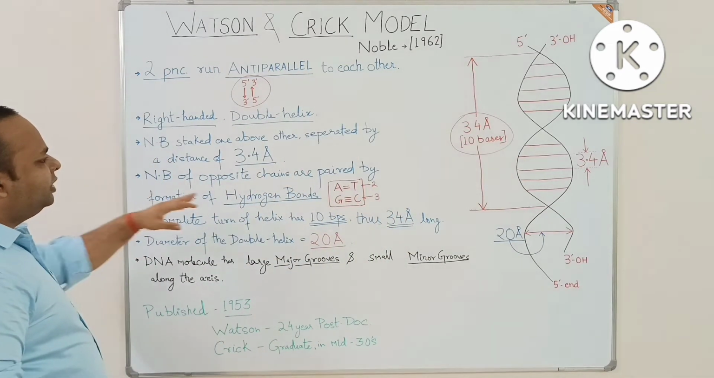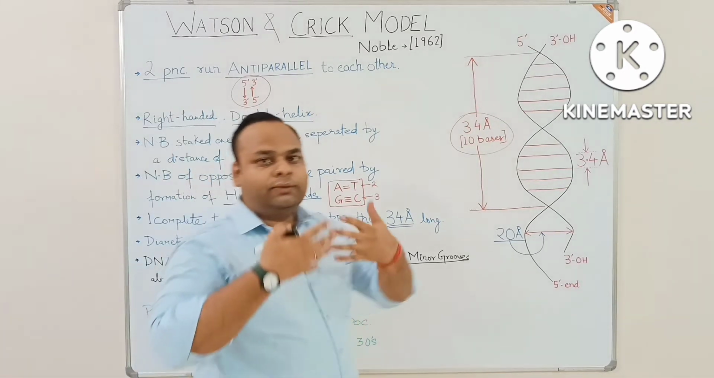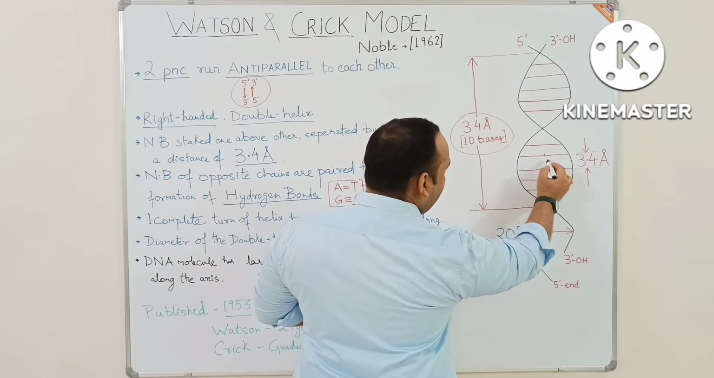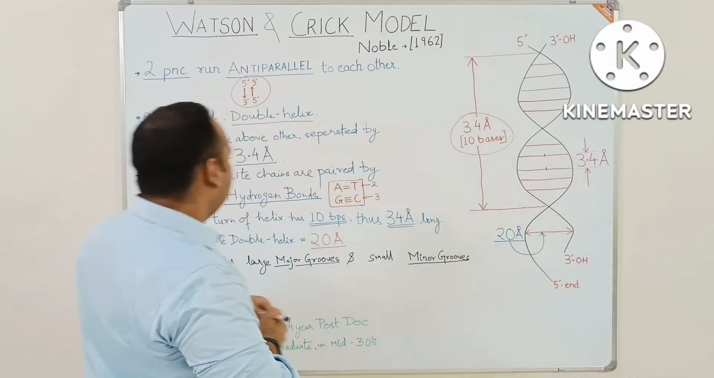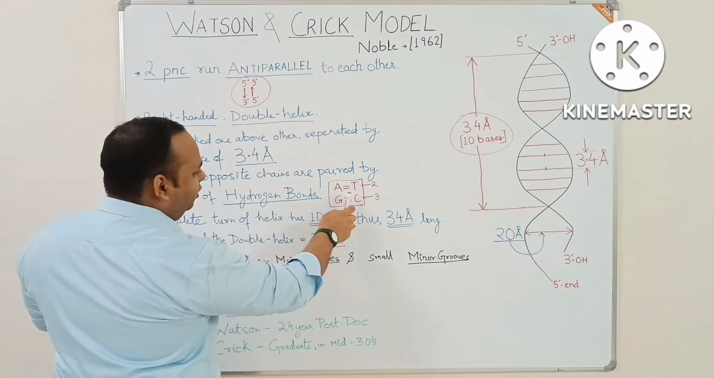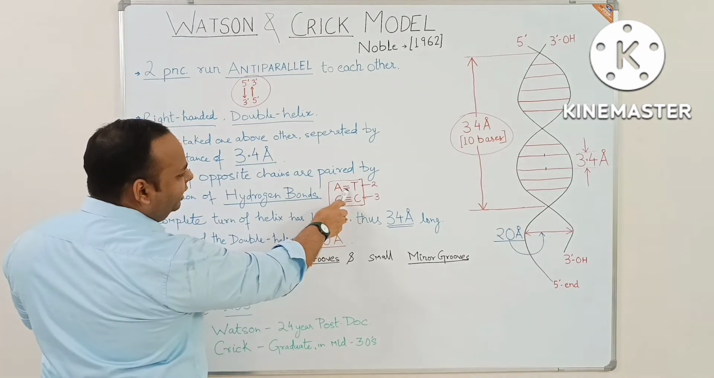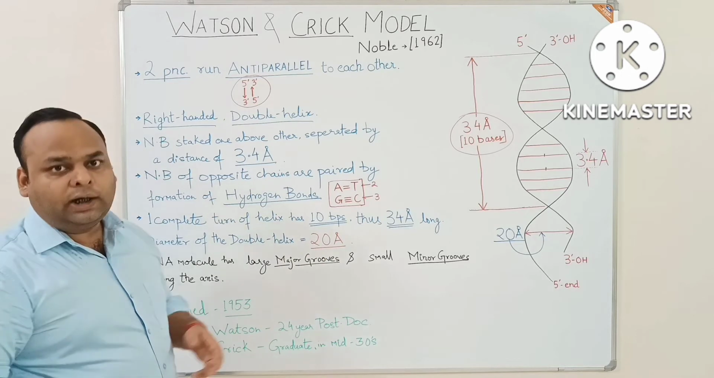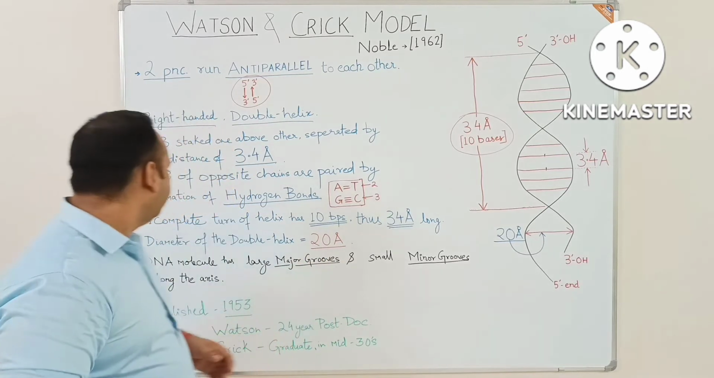Nitrogen bases of opposite chains are paired together by formation of hydrogen bonds. This takes place here. The fact is, 2 hydrogen bonds are formed between A and T and 3 hydrogen bonds are formed between G and C. We will later discuss this in detail.